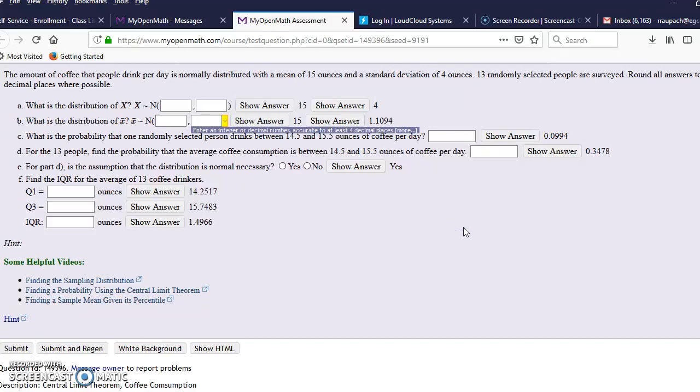Okay, this one we're going to do is a central limit theorem problem. The mean is 15, the standard deviation is 4. That's the population. And then we selected 13 people at random. All rounded answers, you probably can't see it there, it says to 4 decimal places.